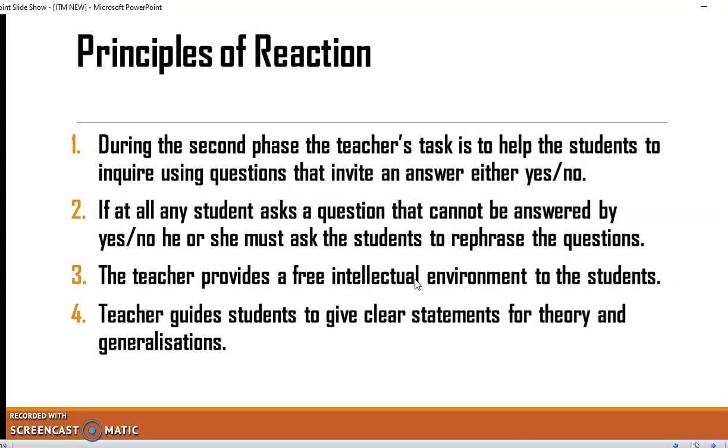And we know what the principles of reaction are. It's basically how a teacher is supposed to respond and how students are supposed to respond. So the reactions or responses that would come from both ends during the inquiry process are covered in this particular point of principles of reaction. We'll discuss a few more points related to the inquiry training model in our next lecture.